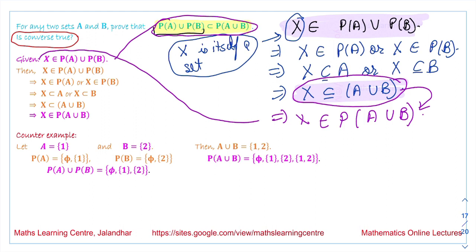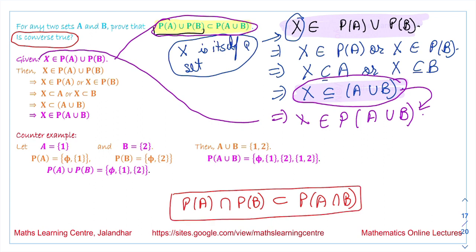Now in the previous result, we have seen that power set of A intersection power set of B is also a subset of power set of A intersection B. But when in place of intersection we are talking about the union, this result does not hold. And when we have to prove that a result does not hold, if we give one counter example, that will be sufficient.